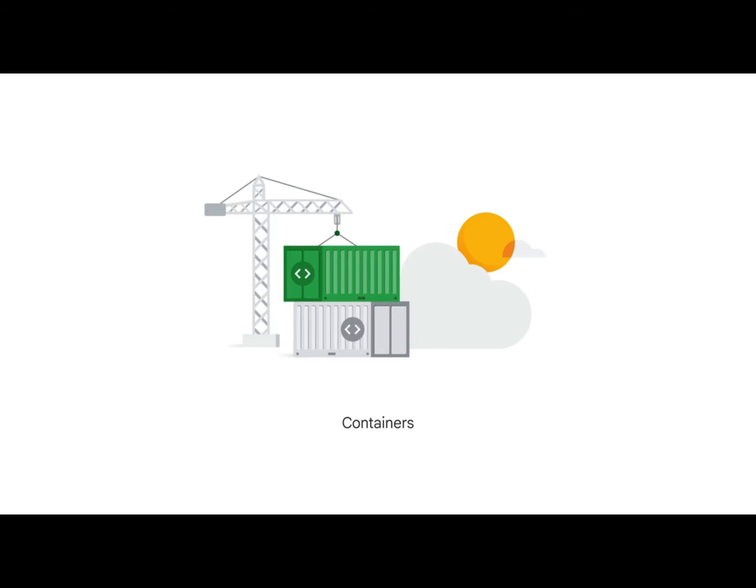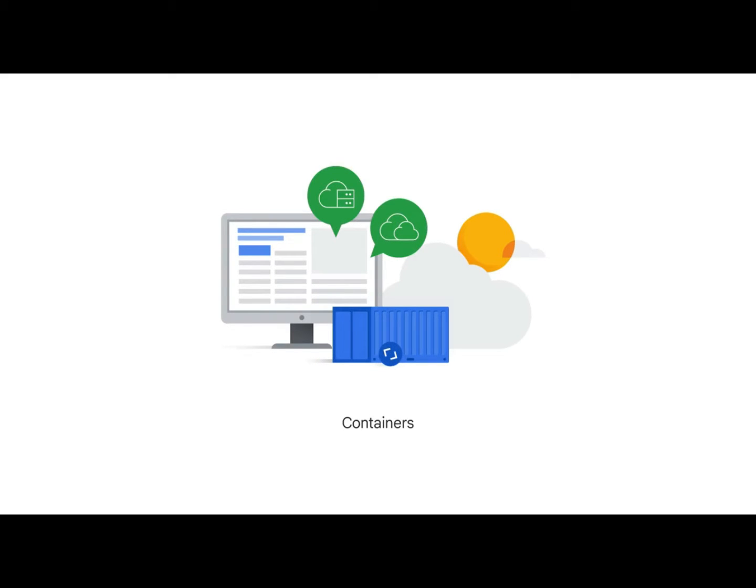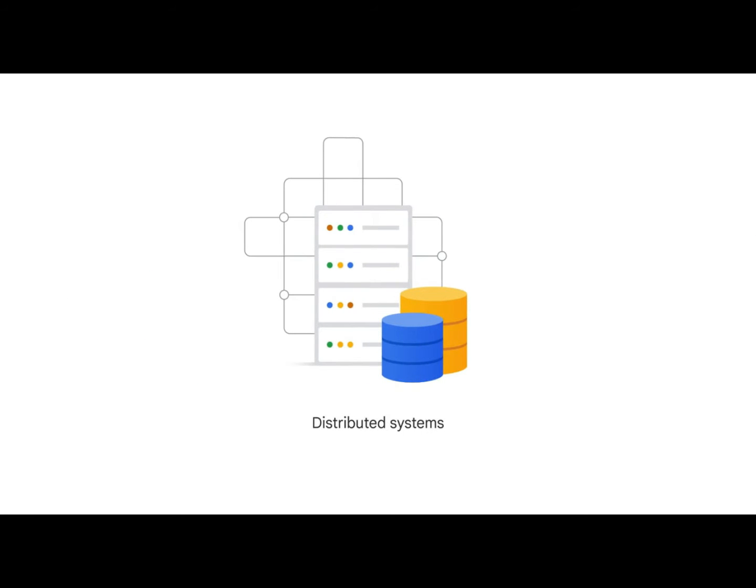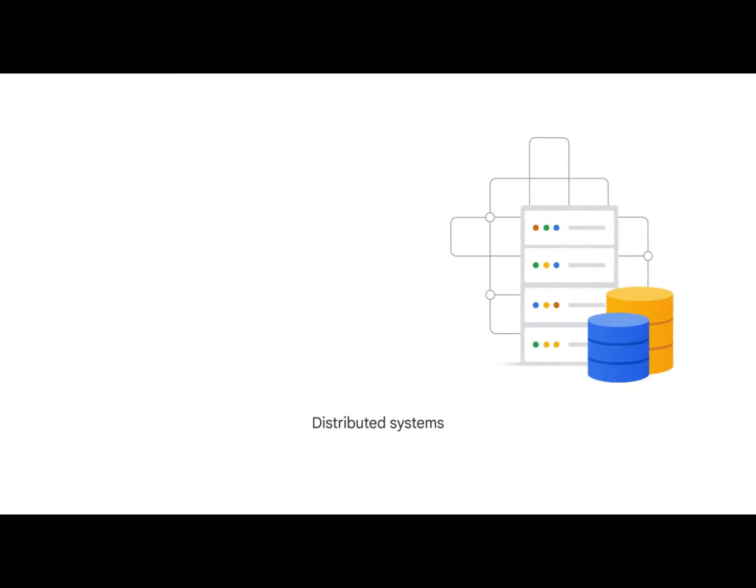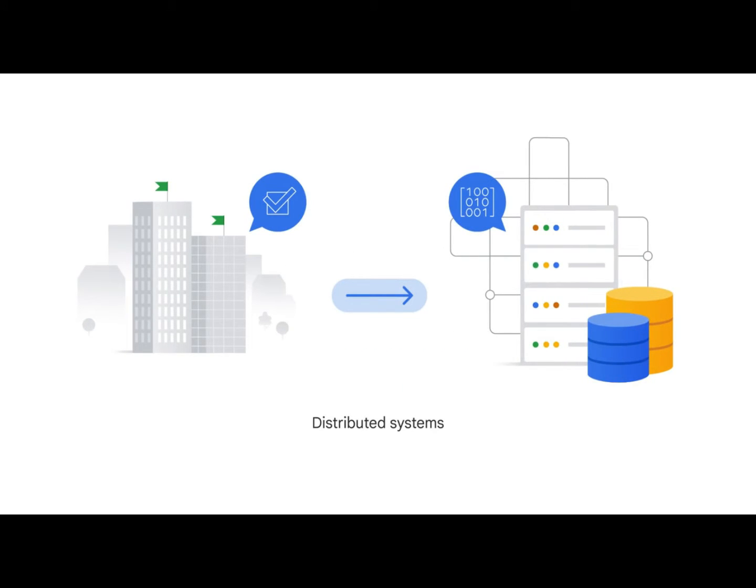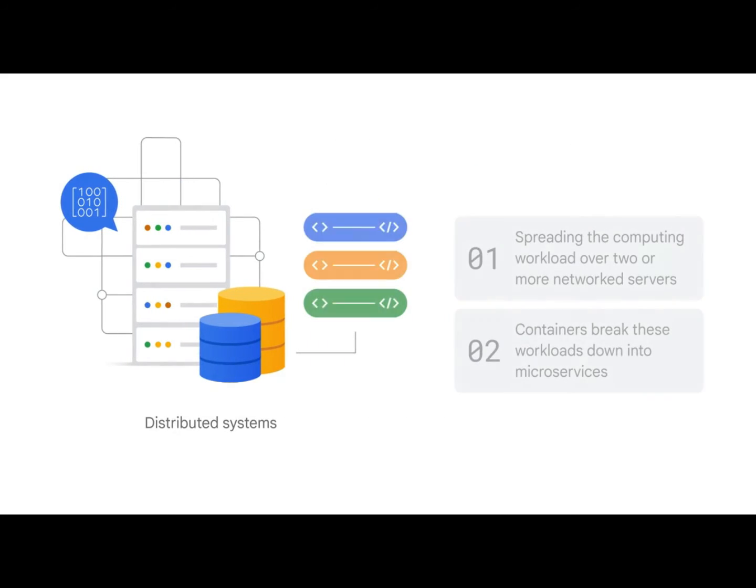Now that you've seen how containers work, we're going to take that information a step further and explore how they can be used in a modern hybrid cloud and multi-cloud architecture. Let's begin by looking at a typical on-premises distributed systems architecture, which is how businesses traditionally met their enterprise computing needs before cloud computing. Most enterprise-scale applications are designed as distributed systems, spreading the computing workload required to provide services over 2 or more network servers.